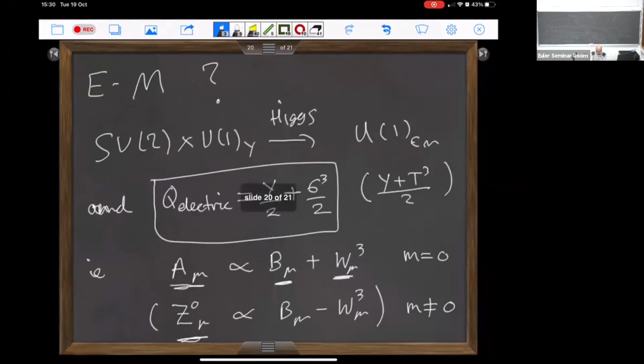Okay, so next time we'll look at the symmetry breaking, at least at the classical level, symmetry breaking in the standard model a little bit, just to complete the picture.